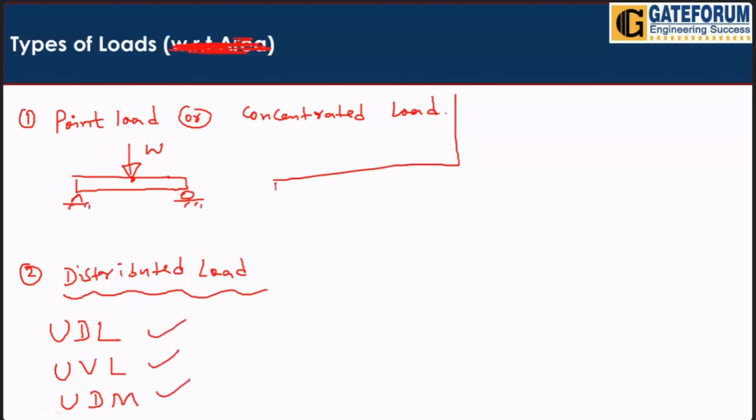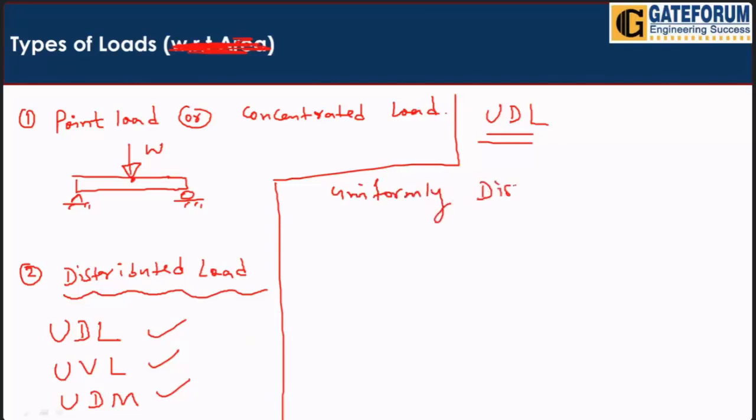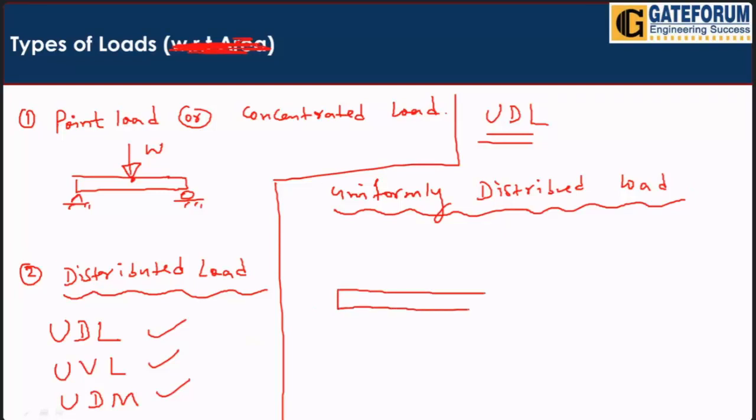Suppose first we are going for UDL, uniformly distributed load. Distributed load, but uniformly distributed load. Load is not distributed, means some value of load distributed here, some there, not like that. Not uneven, but load is even, or uniform distribution of load. At every point concentration of load will be same on the beam.